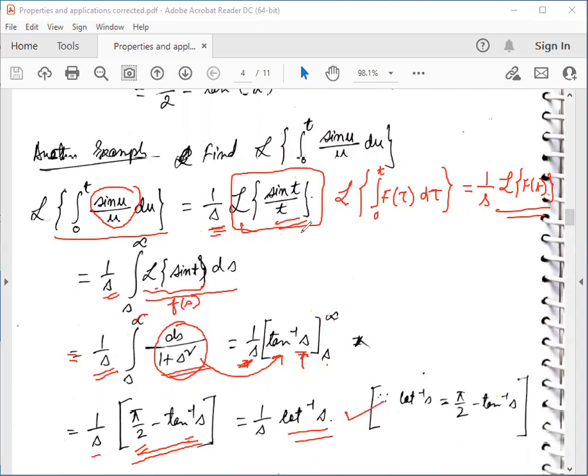So we have applied two properties here. First is Laplace transform of integral, and second is Laplace transform of division by t. So we have used two properties here: Laplace transform of an integral, and then Laplace transform of division by t.